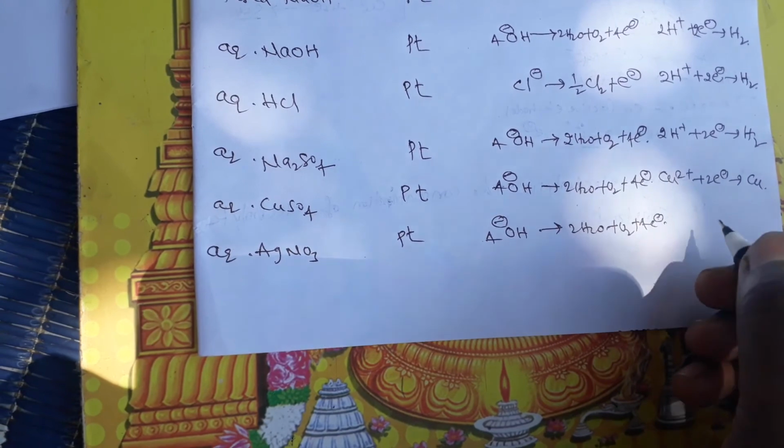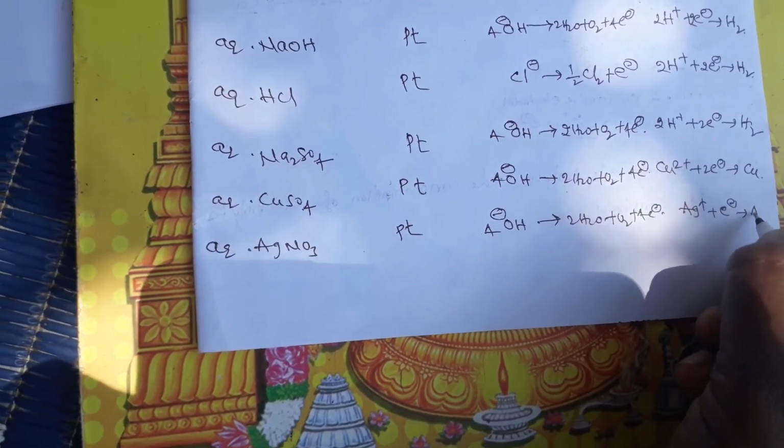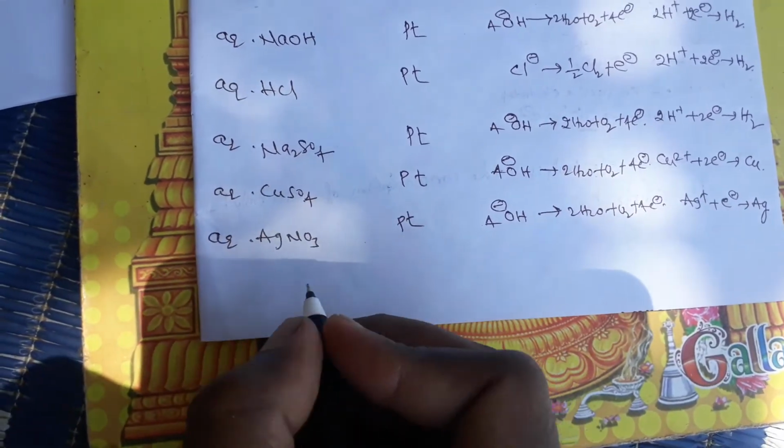At the cathode, which reaction will take place? Ag+ plus an electron gives rise to silver.